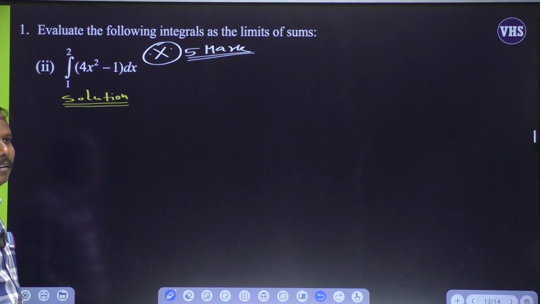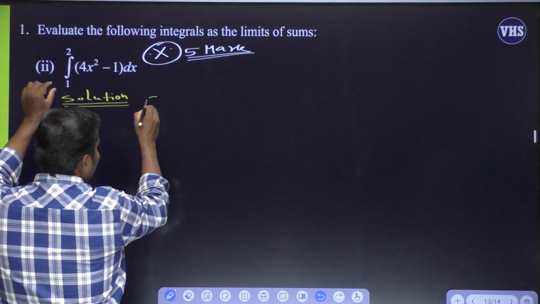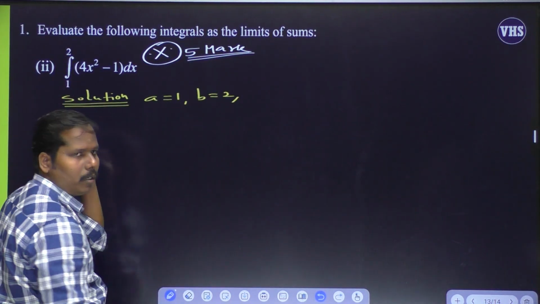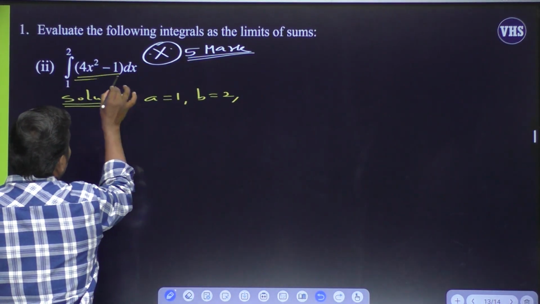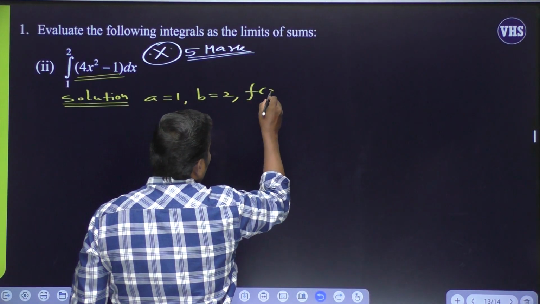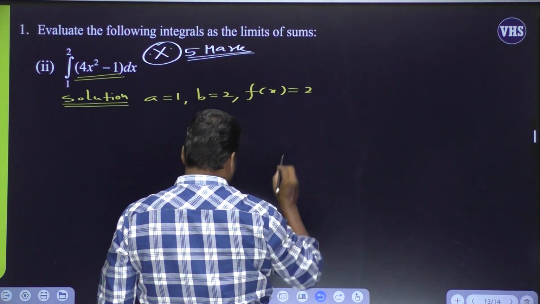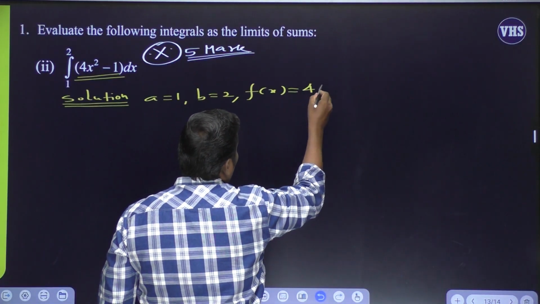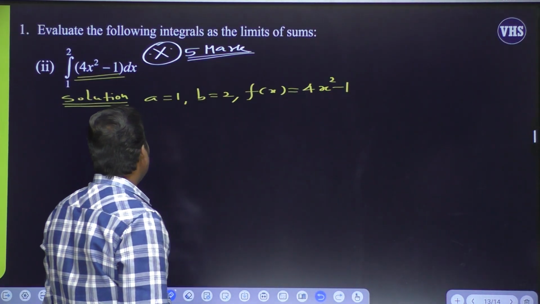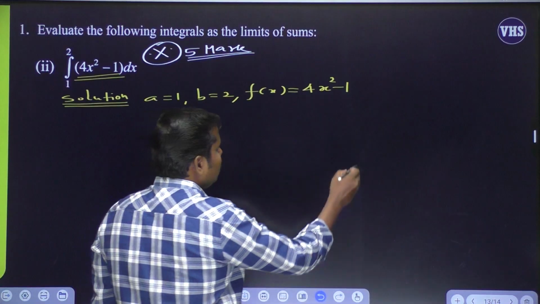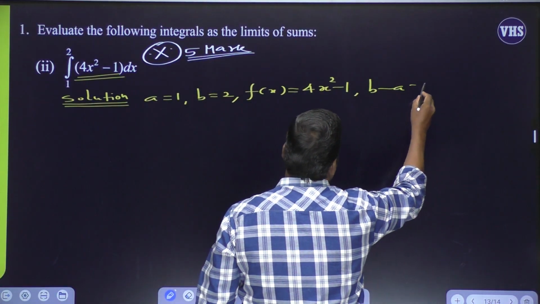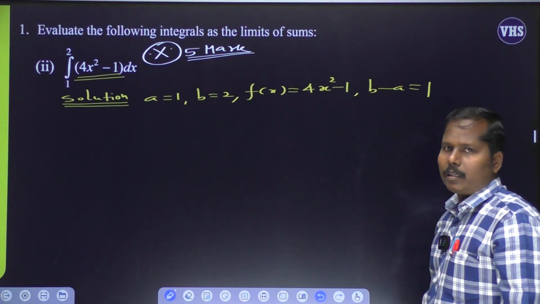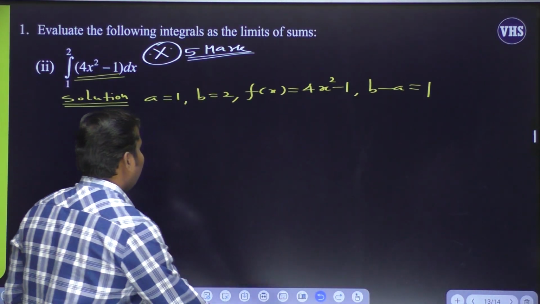Students, tell me what is a here? A value, the lower limit, is equal to 1. What is b value? 2. What is our f of x? f of x equal to 4x squared minus 1. Then you have to calculate b minus a. What is our b minus a? b value 2, 2 minus 1, 1. Now let us write the limit sum formula carefully.